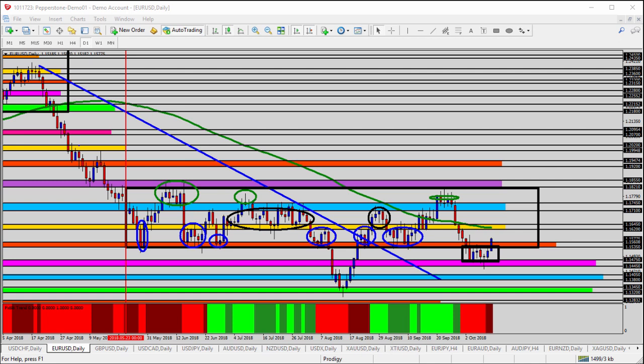Today we're looking at the EURUSD, Euro versus the US dollar, for today's trade analysis. Starting here on the daily time frame, really want to go back all the way back to May 23rd, the vertical red line on the left-hand side of the chart. You can see overall quite a bit of price action this year since May.